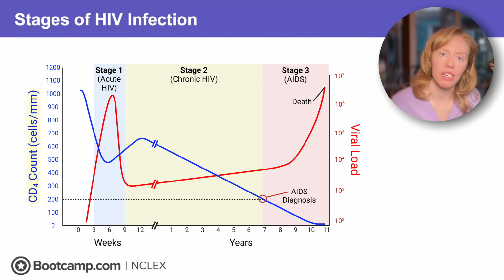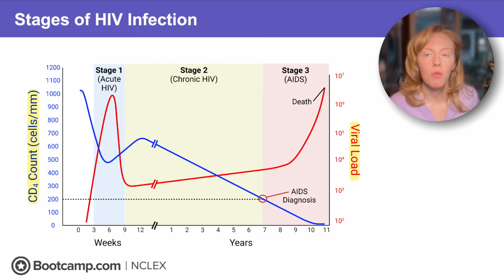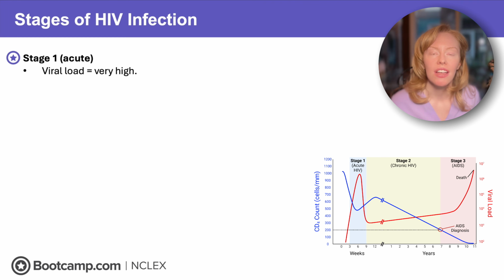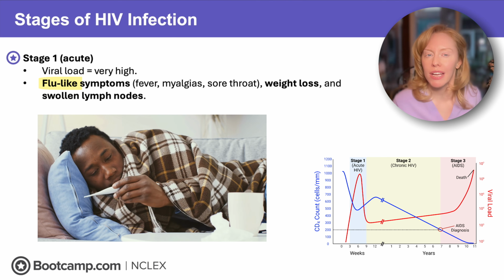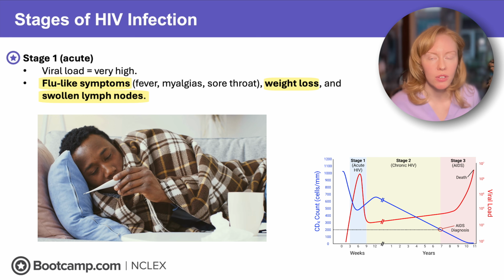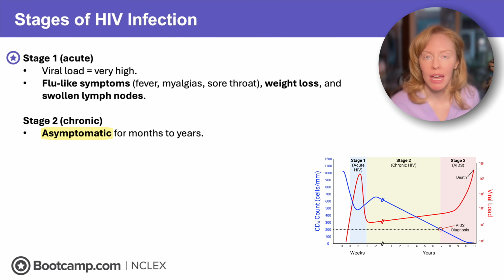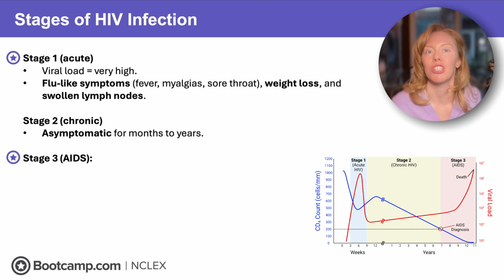And as we're watching their CD4 counts and viral loads, we're specifically watching their progression through the stages of HIV infection. So initially, during the acute stage 1, their viral load is very high. So they're going to feel sick with flu-like symptoms, weight loss, and swollen lymph nodes. Then, during stage 2, or the chronic stage, they may be asymptomatic for months to years, or even their whole life if they can stay adherent with their ART therapy. But we can't prevent that progression in everyone. So it may progress to stage 3, which is AIDS.